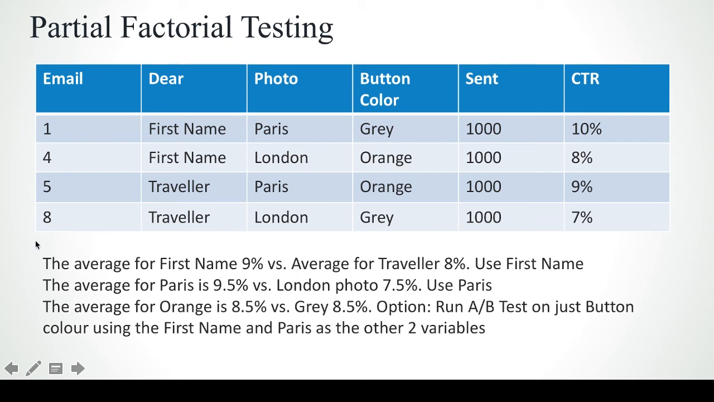And what you get is, using first name, you take the average of 10 and 8% to get 9%. And you do the same with the traveler to see, well, it's 8%. So you say, okay, well, in this case, first name is better. So we're going to use that.